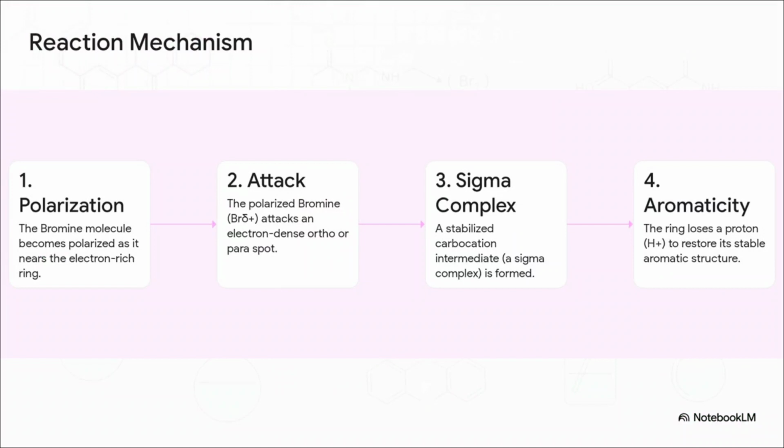This creates a really unstable intermediate, a sigma complex. The ring hates being like this, it wants its stability back. So it immediately kicks off a proton to restore its perfect aromatic structure. And just like that, one bromine is on. And because that ring is so ridiculously activated, this happens 2 more times, almost instantly filling up all 3 spots.